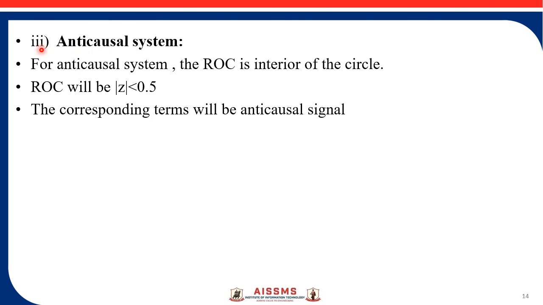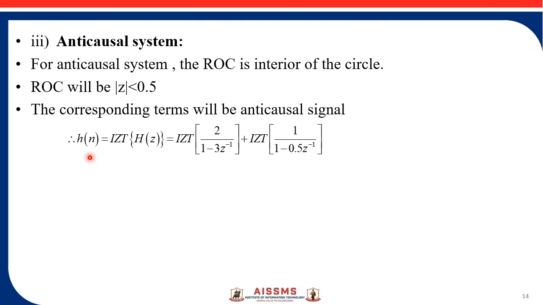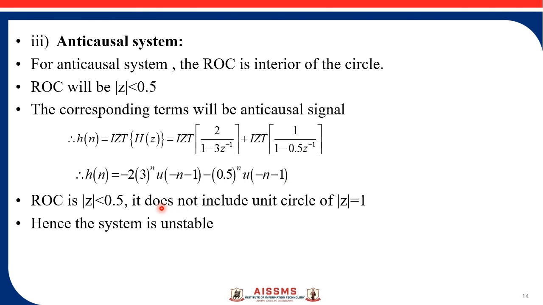Now the third condition given was if the system is anti-causal. For an anti-causal system, the ROC is the interior of the circle. That means ROC will be mod Z less than 0.5. So the corresponding terms will be anti-causal signals. So let us write the expression for H of n. We are going to take the inverse Z transform of the first term plus the inverse Z transform of the second term for an anti-causal signal. So it will be minus 2 into 3 raised to n u of minus n minus 1 minus 0.5 raised to n u of minus n minus 1.